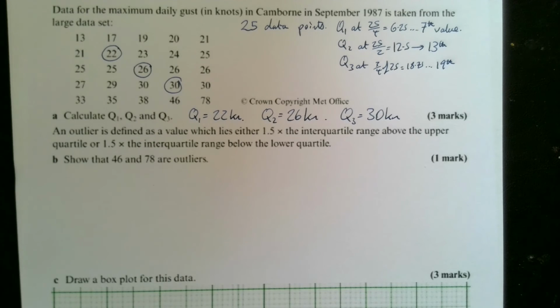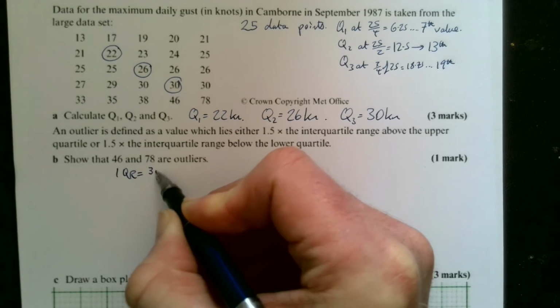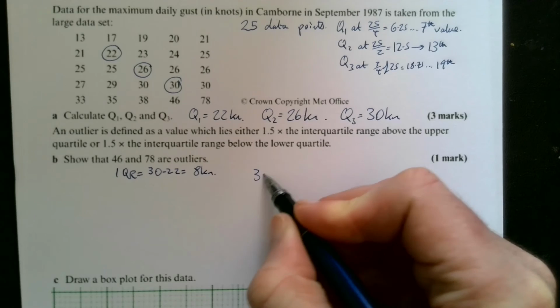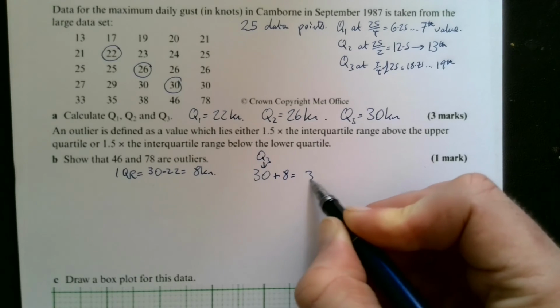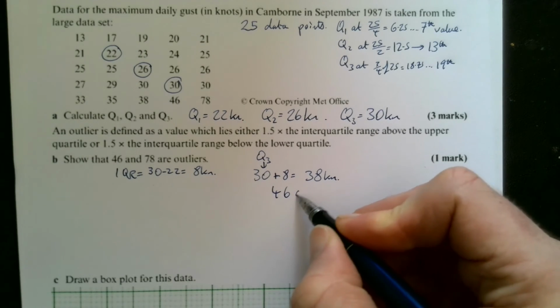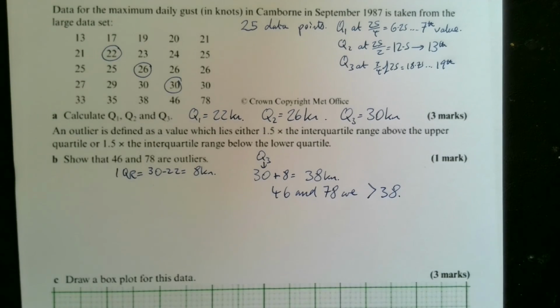Then an outlier is defined as a value which lies either 1.5 times above or below. Show that 46 and 78 are outliers. So the IQR is 30 take 22 is 8 knots. 30, which is the upper quartile, plus 8 equals 38 knots. So anything above that will be an outlier. So we can say 46 and 78 are greater than 38.